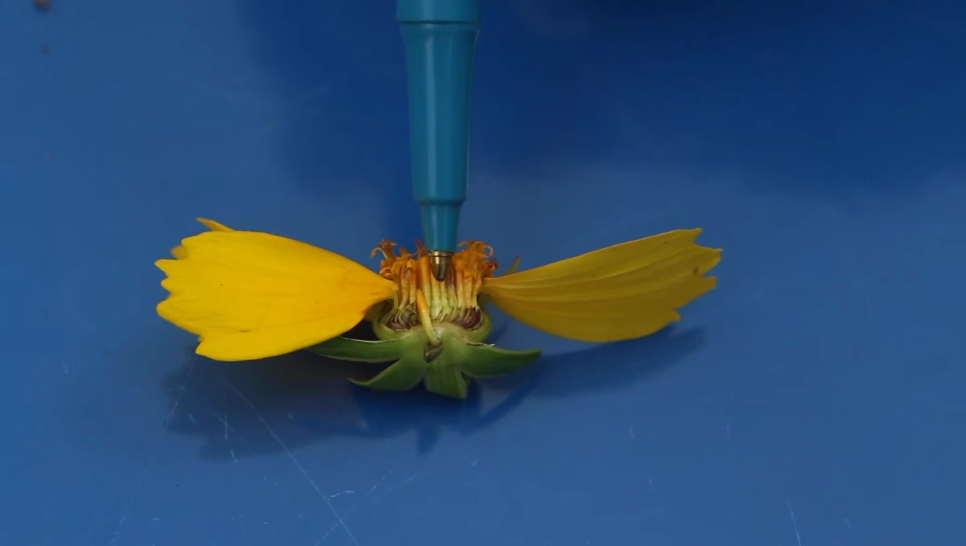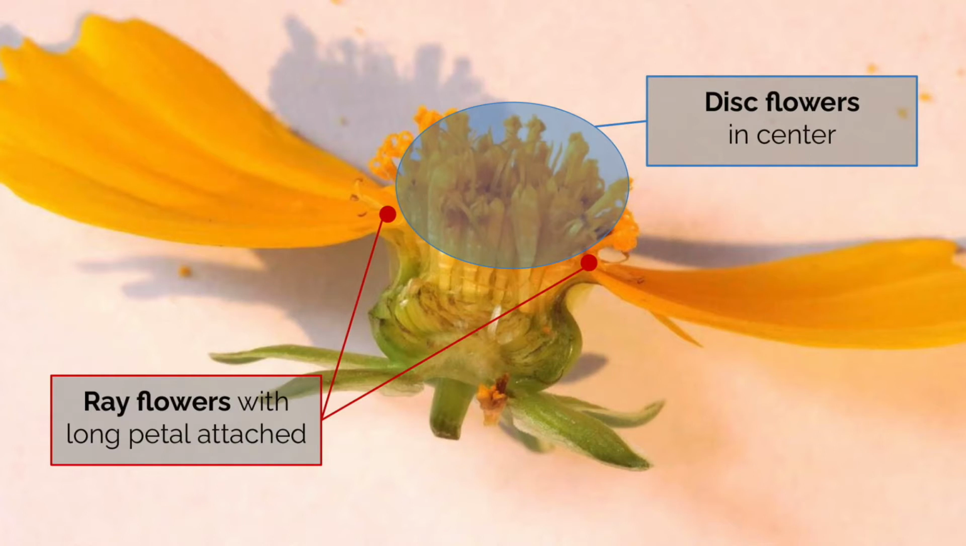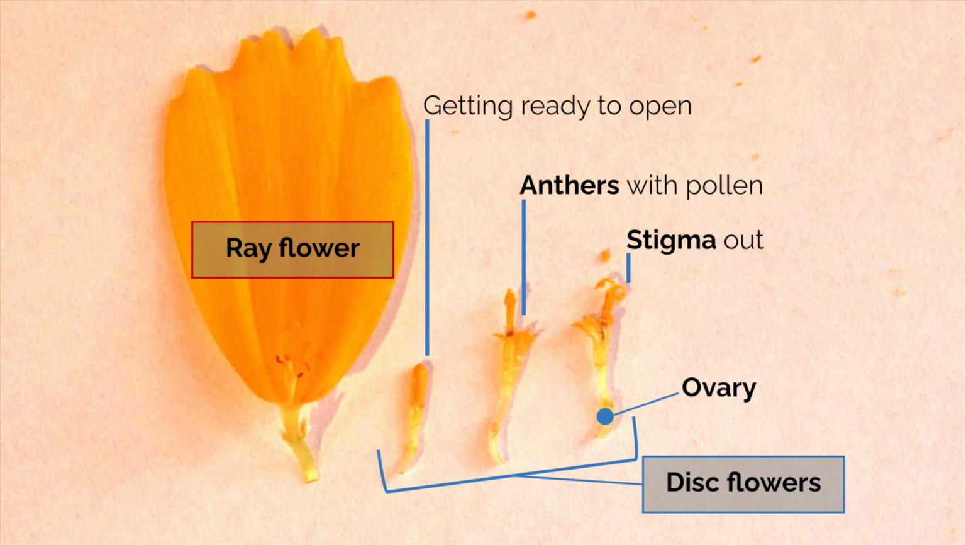Then look at all the disc flowers toward the middle. Do they all look the same? Probably not. Some have their anthers out, producing pollen, and on some of them you can probably see the stigmas, which is where pollen gets stuck when a bee visits from another flower.